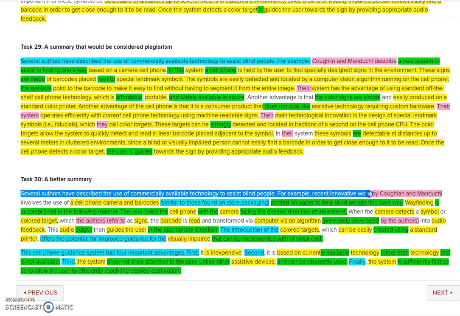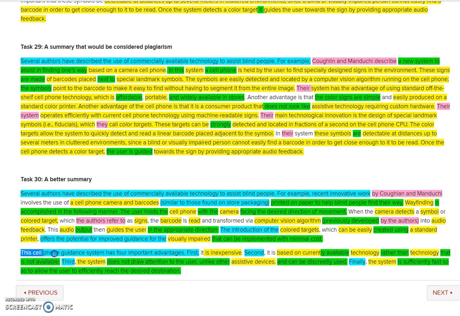Okay, so here's the blue. "Several authors, recent work, similar to those found on store packaging." So that's the author's own opinion. You'll see that there's nothing about that in the original summary. "Offers the potential for improved guidance." This seems to be the summary writer's opinion. I think the original authors would probably agree, but I can't really see where they say something like this.